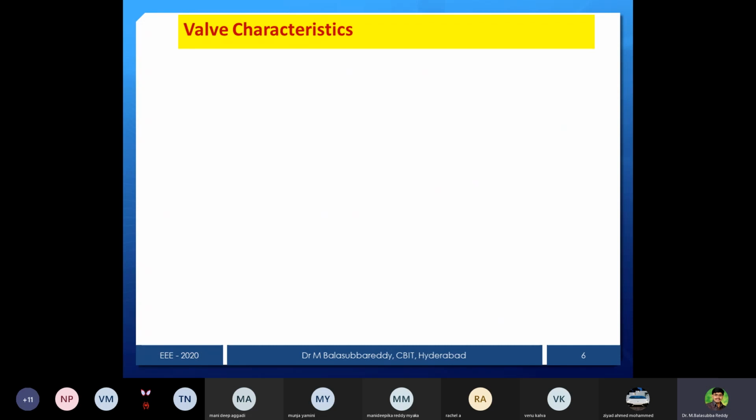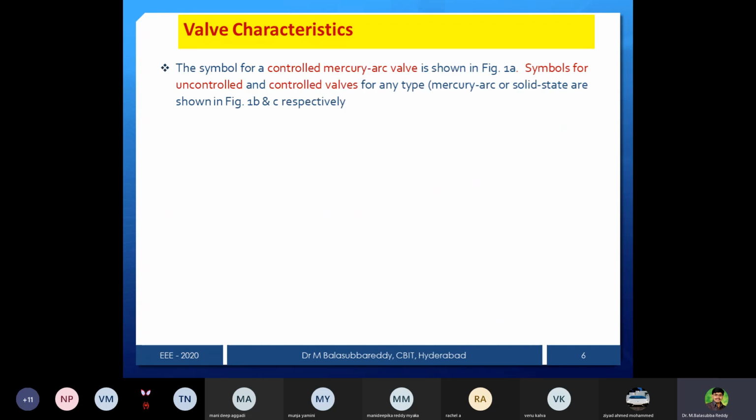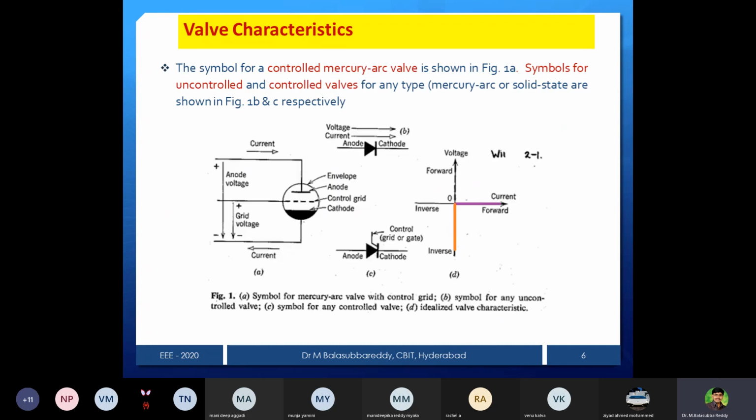So now we'll see the valve characteristics. The valve is nothing but simply a thyristor or a switch. But here the diagram shows the mercury arc valve, which they used in the olden days. This is the symbol of the mercury arc valve. Now they have generally replaced it with the thyristor, so they don't use it nowadays. They will use a thyristor.